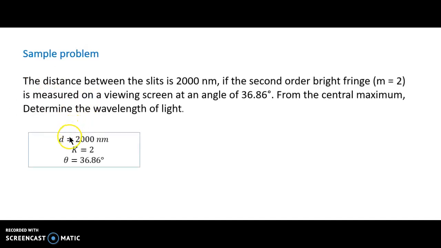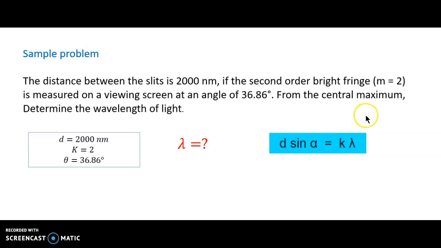So we have this distance, 2000 nanometer. K or m, there's no difference, equal to 2. They give us theta is 36.86 degrees. They're asking us about lambda. We're going to use this equation, d sine theta equals k or m, no difference between both of them, times lambda. Substitute that directly in the equation.